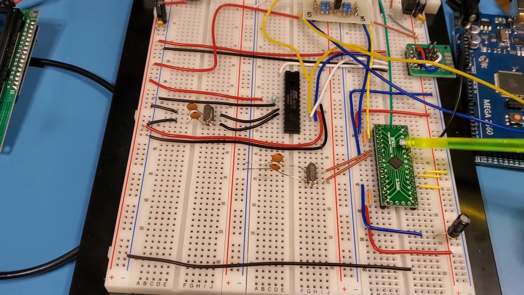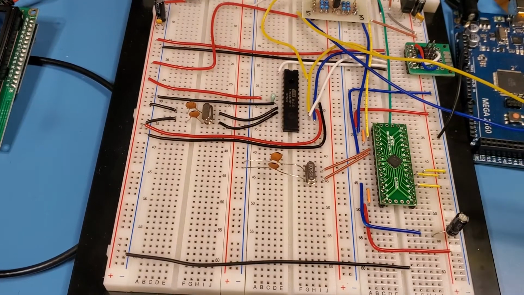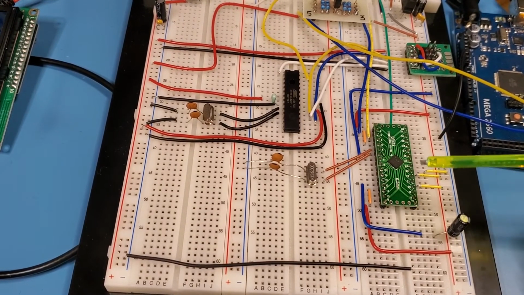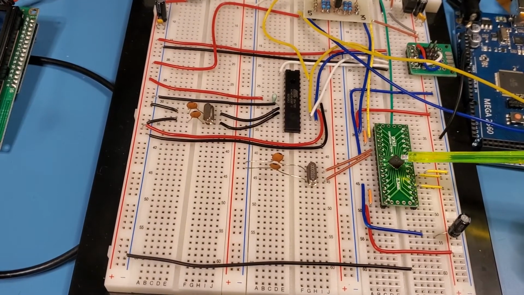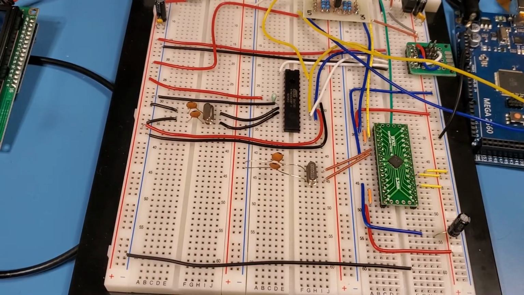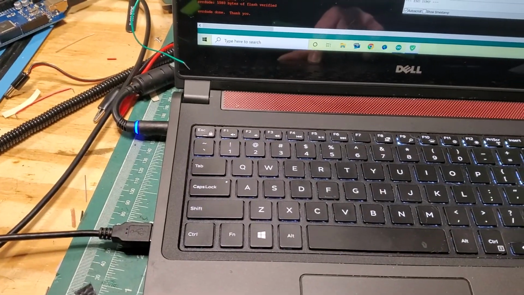I first got some breakout boards for this that didn't have the grounding pad, and then I was at a loss to figure out a way to ground it. So anyway, moving over to the actual Arduino IDE here.